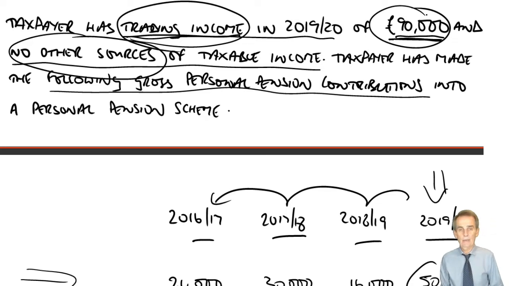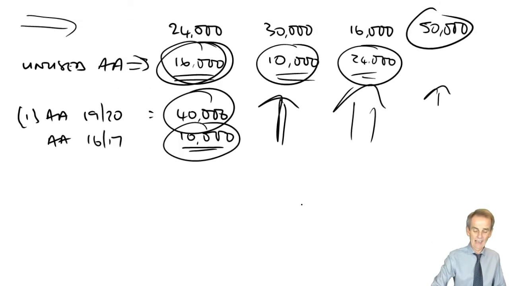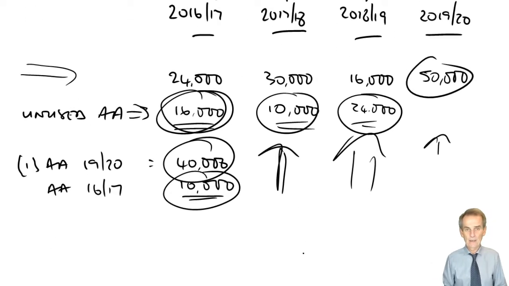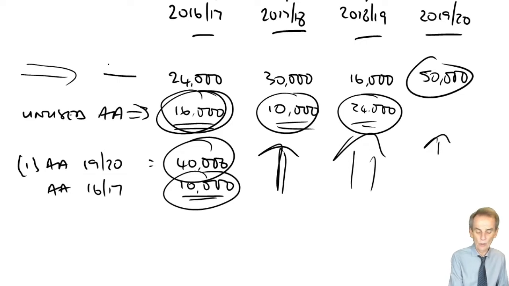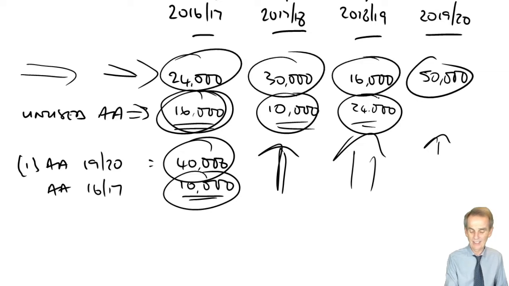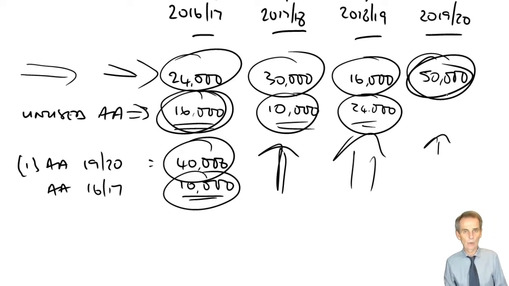What you may, of course, have to do is to deal with a situation where, before you start to work out any unused annual allowance for the tax year, you've got to not just look at what gross contributions were paid in the tax year, whether 24, 30 or 16, or indeed £50,000. You've got to know what was the annual allowance for that particular year. And if your adjusted net income has gone above 150,000, it's going to be less than 40,000. That you must do first of all.